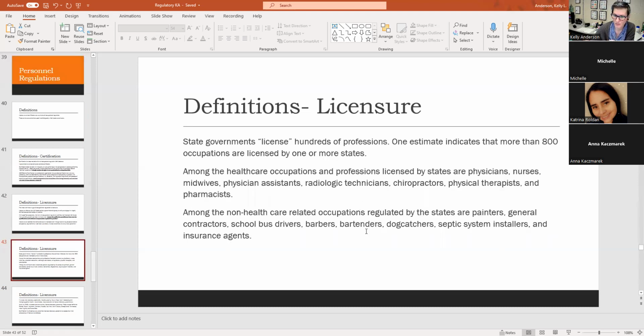State governments license hundreds of professions. One estimate indicates that more than 800 occupations are licensed by one or more states. Among healthcare occupations, there's physicians, nurses, midwives, everyone that works in healthcare, basically. And then there's also non-health related. So sometimes painters, contractors, school bus drivers, barbers, bartenders, tattoo shops, or tattooers can be licensed.